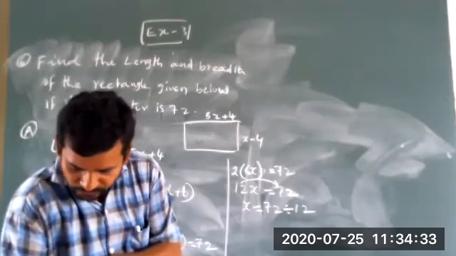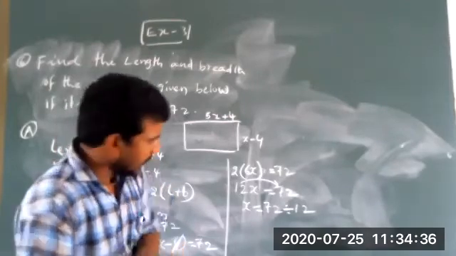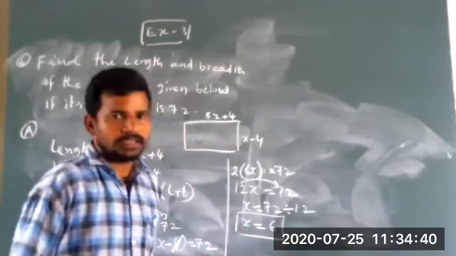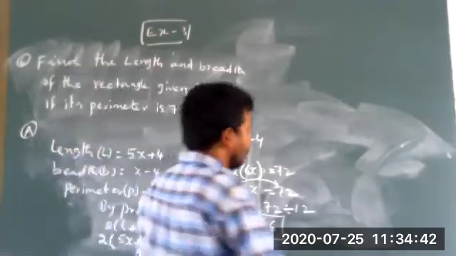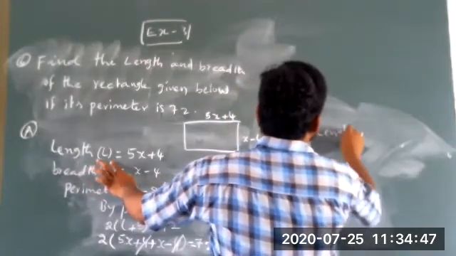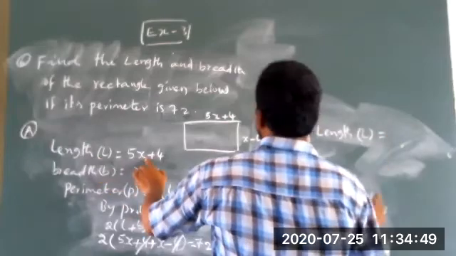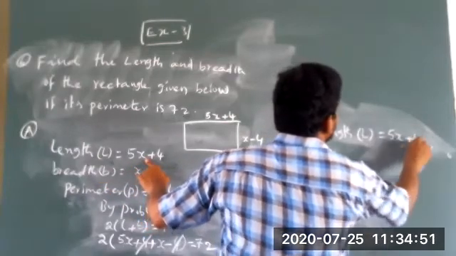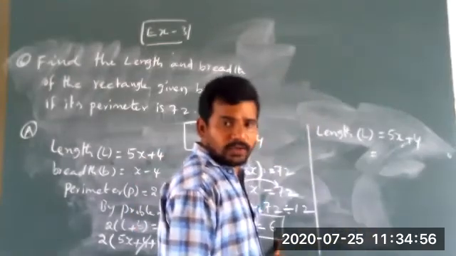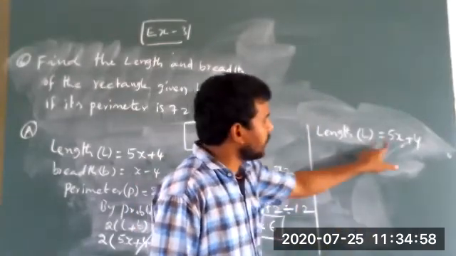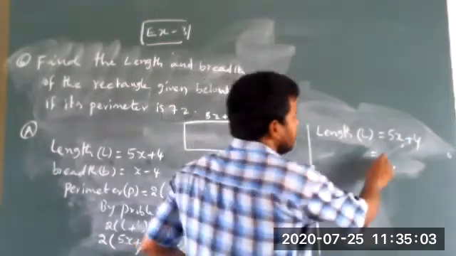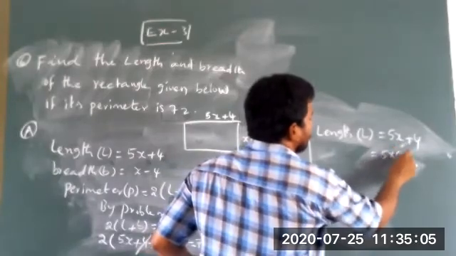So total how many times divisible? How many times? 6 times. So x equal to 6. What about the x value, children? 6. Now you find length and breadth. So what is the given length? How much? 5x plus 4. What is the x value? 6. Take 6 and substitute here.